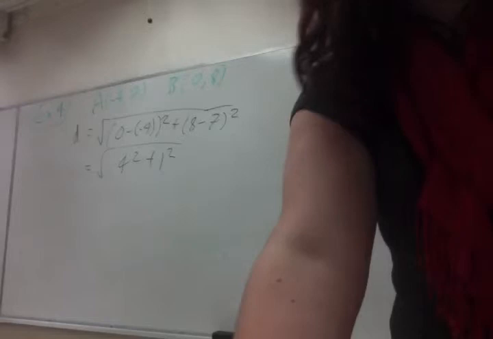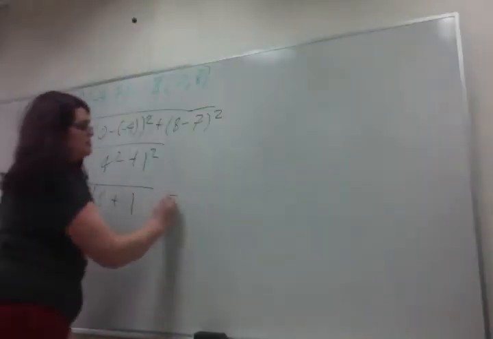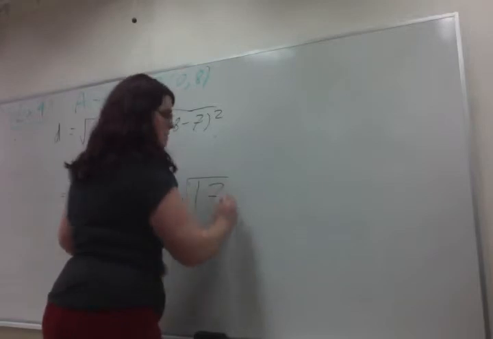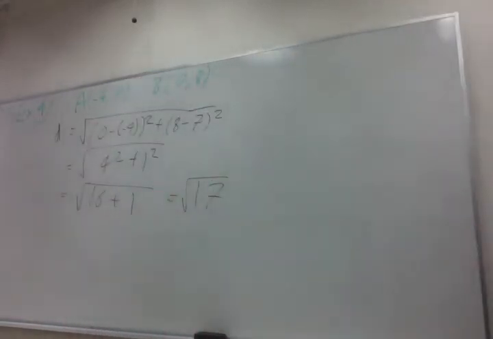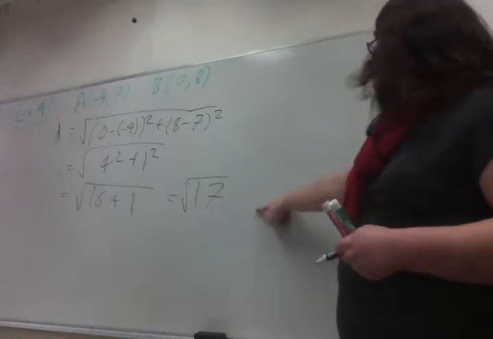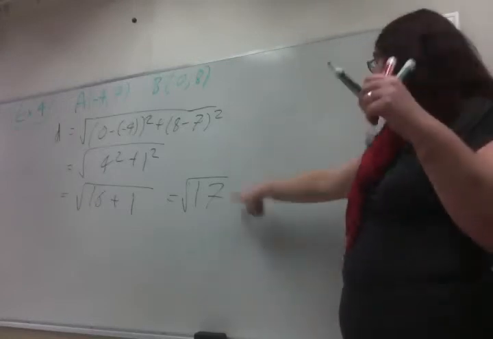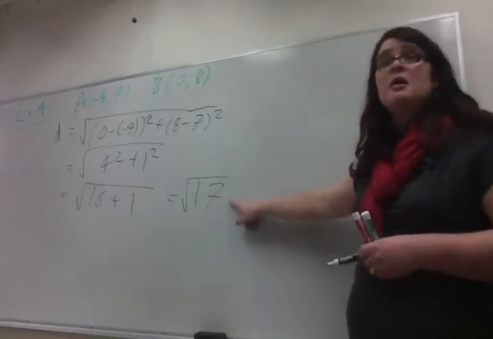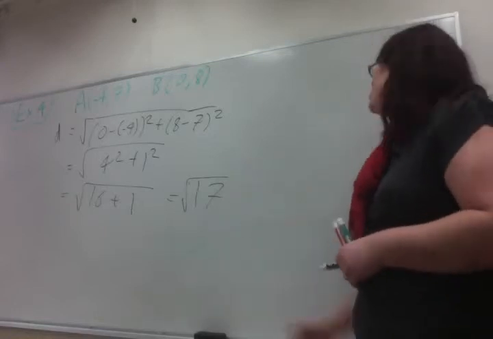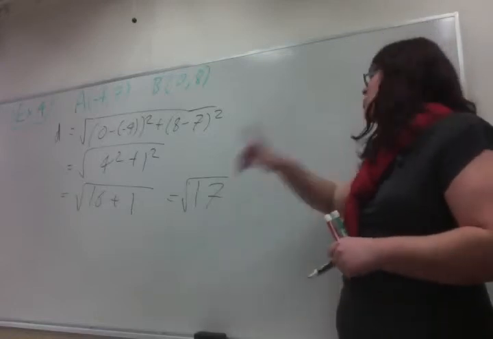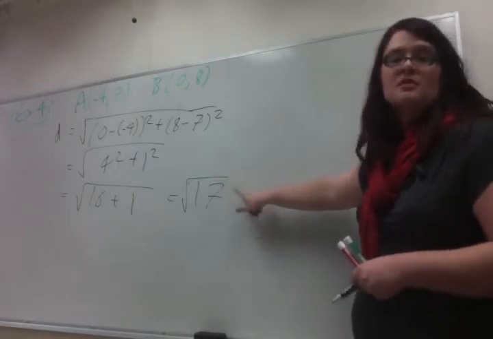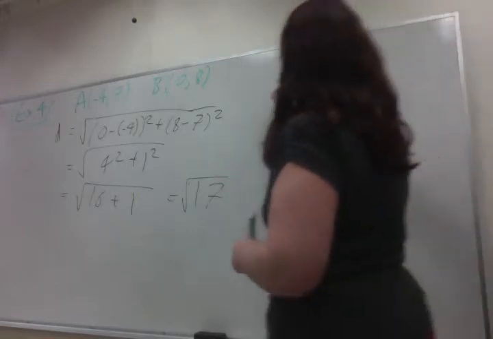Four squared is 16. 1 squared is 1. So we get the square root of 17. Note that we pretty much just leave our answer like this. We cannot simplify the square root of 17. And unless I specifically say so, I don't want a decimal approximation for this. I want the square root of 17, because square root of 17 is what's called an exact answer.